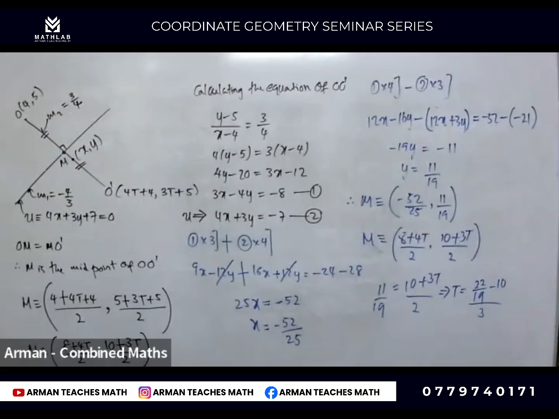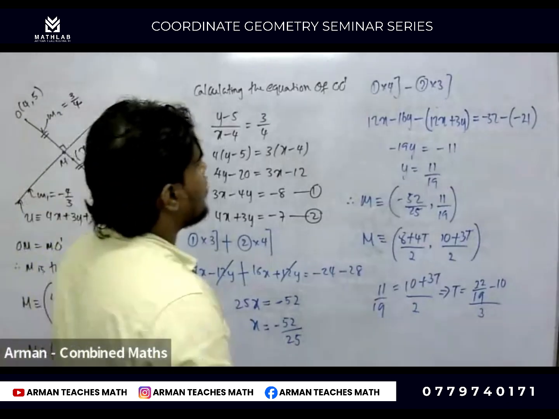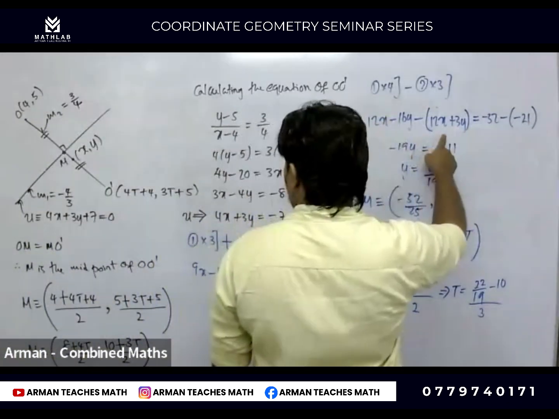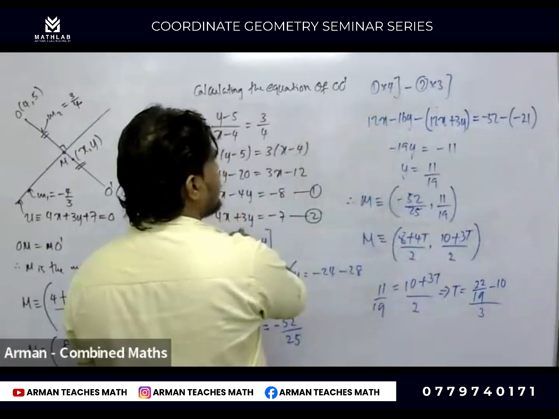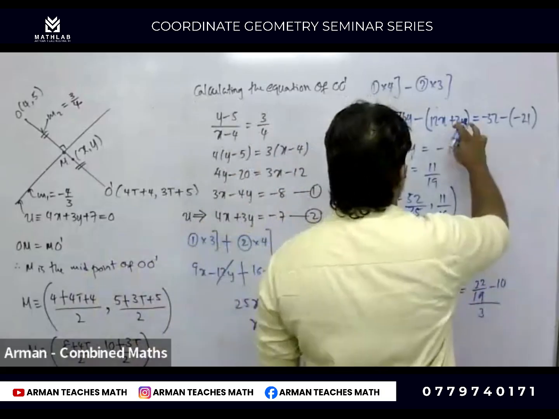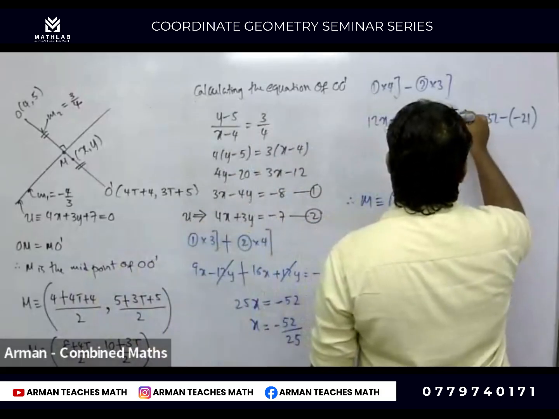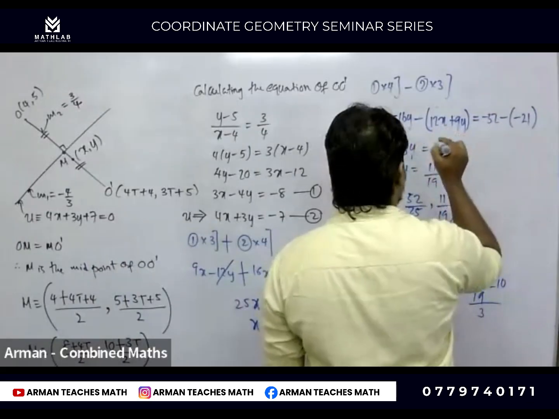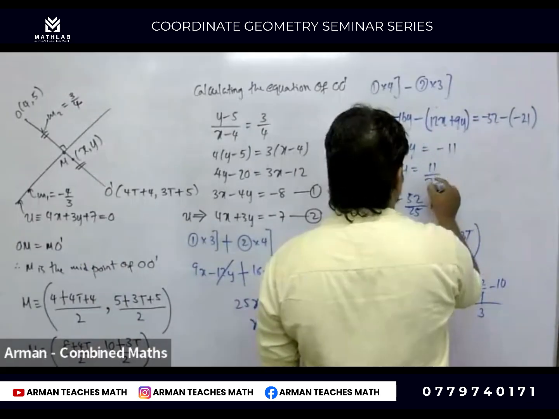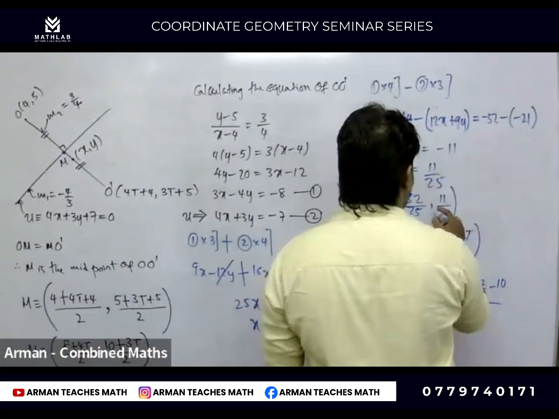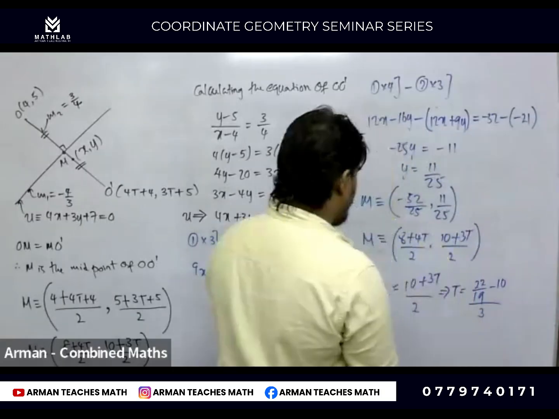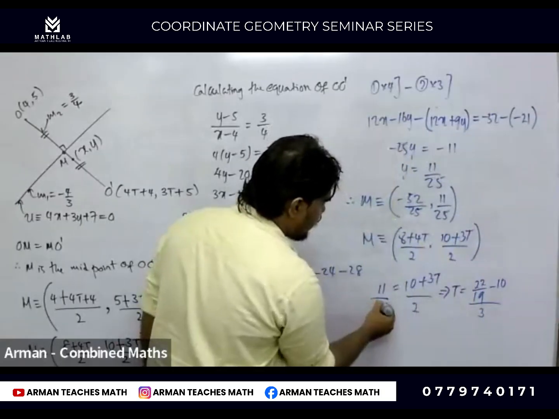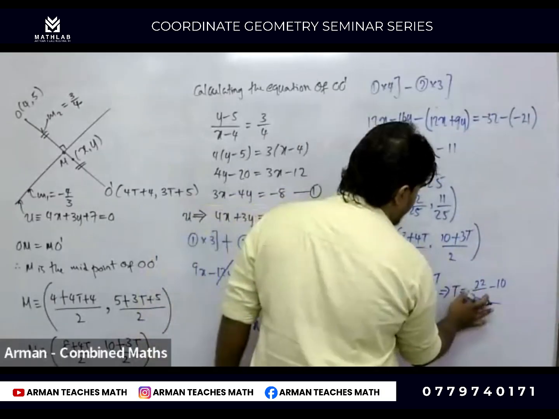So y coordinates 11 over 25. This 12x plus 9y, no? So this is 25. I'm at 25.